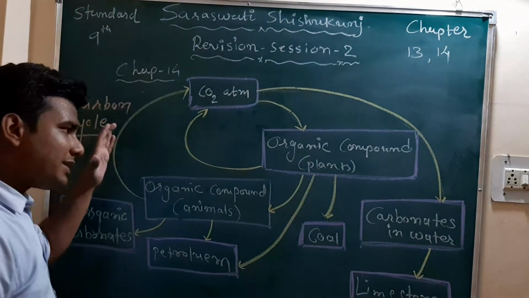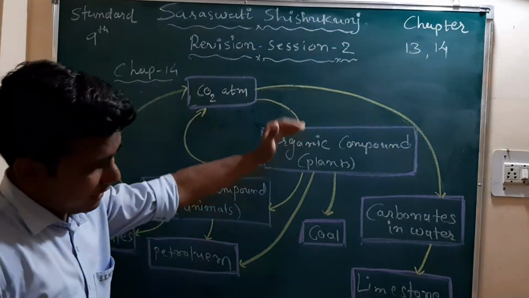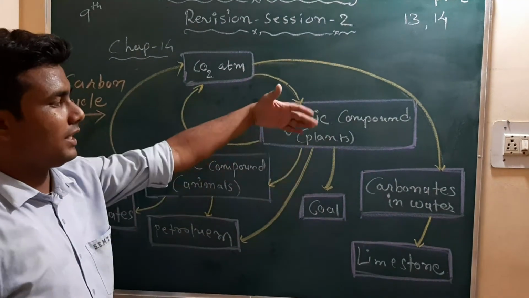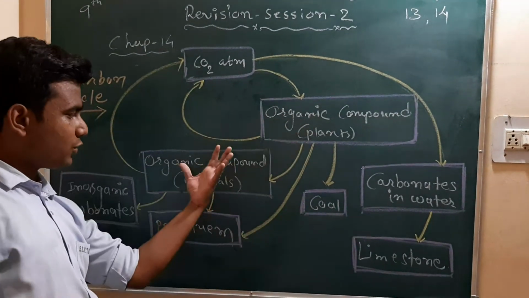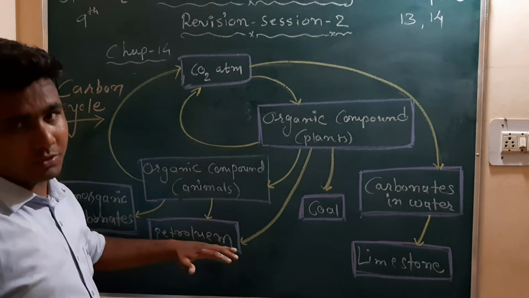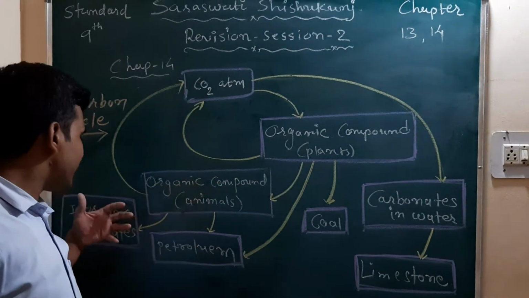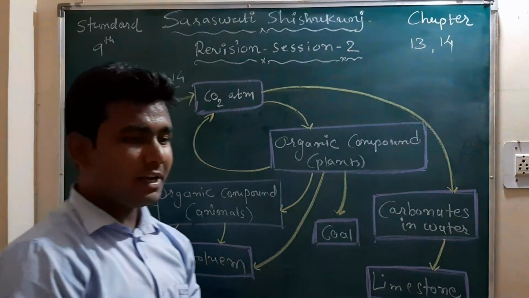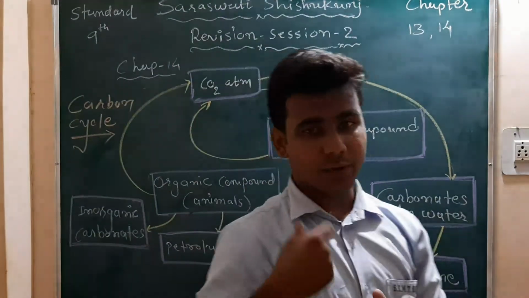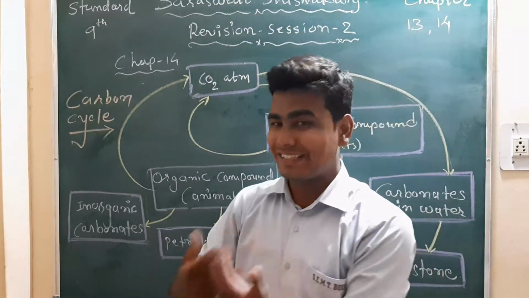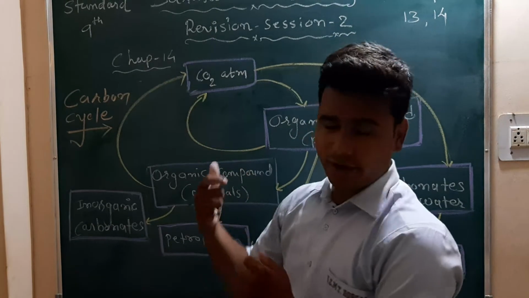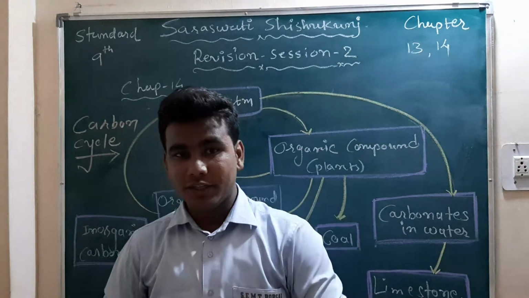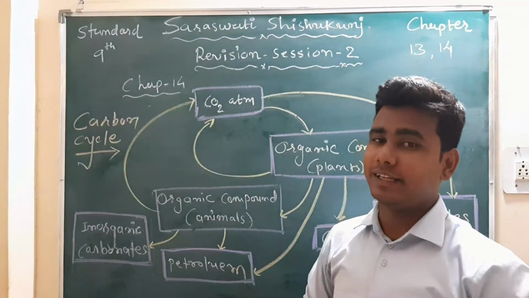So this way the carbon cycle works. It is used by plants, in the form of carbonates in water as limestone. Plants shift it to coal and petroleum, and to animals. Animals are also responsible for petroleum and inorganic carbonates like shells, and animals will get decomposed and release carbon into the atmosphere, and by the process of exhalation they will give carbon dioxide to the atmosphere, which will be useful in our carbon cycle. So this way the process of the carbon cycle is done.